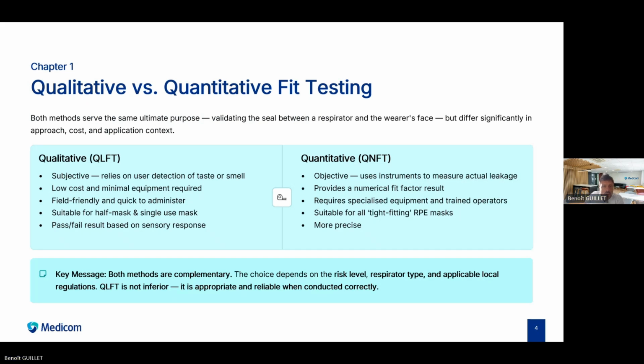So once we understand why fit matters, the next question: how do we evaluate fit? There are two main approaches in fit testing, the qualitative fit testing and the quantitative fit testing. Qualitative fit testing is subjective. It relies on the wearer detecting a taste or a smell.